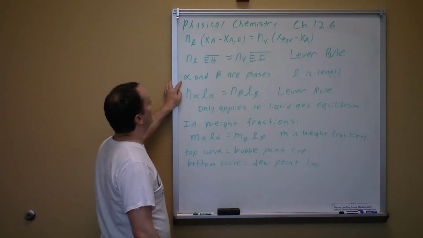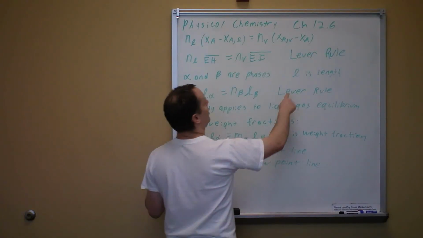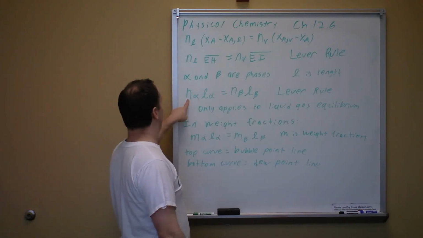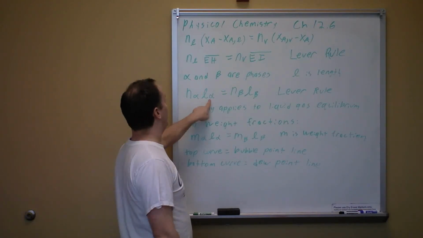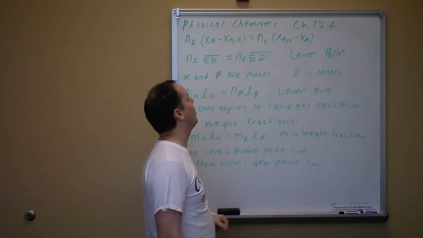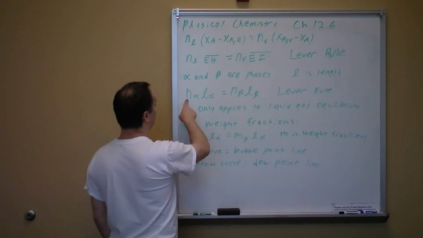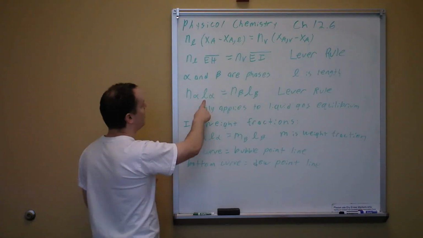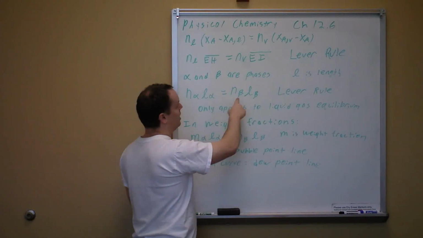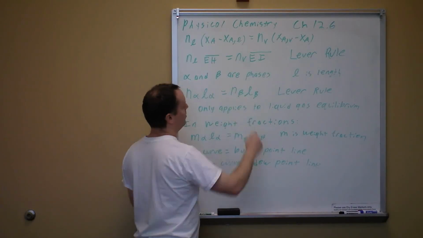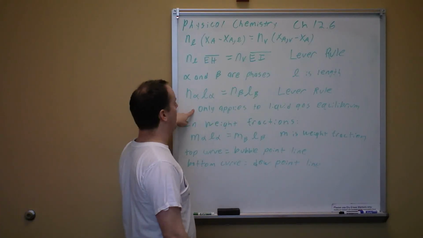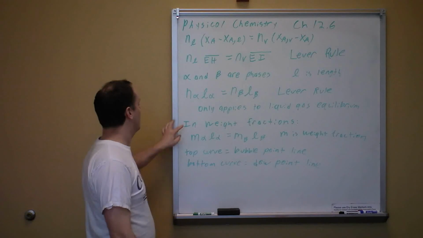Now let's say alpha and beta are phases, and we're going to use lowercase l for the length in this example. So n alpha times l alpha equals n beta times l beta. This is another form of the lever rule. So that's the number of moles of phase alpha times the length of the tie line on the left side, phase alpha, equals the number of moles of beta times the length of the tie line on the right side. Now this only applies to liquid-gas equilibrium.